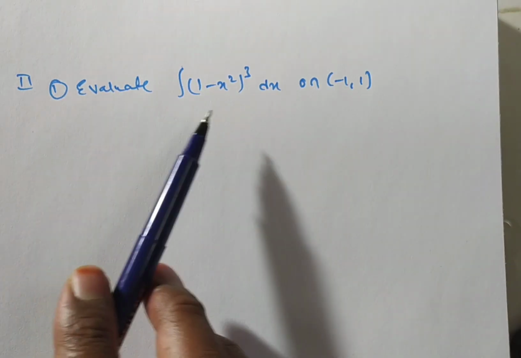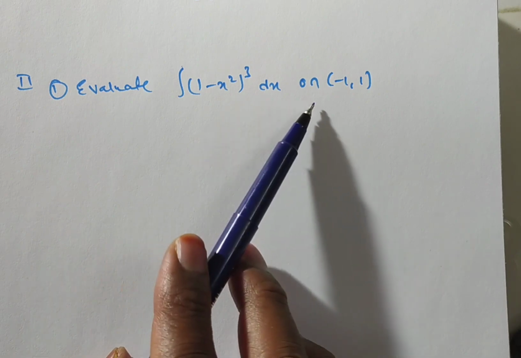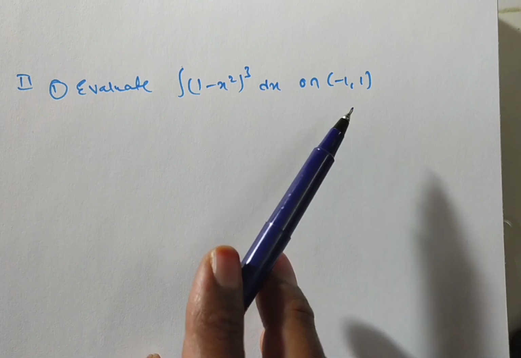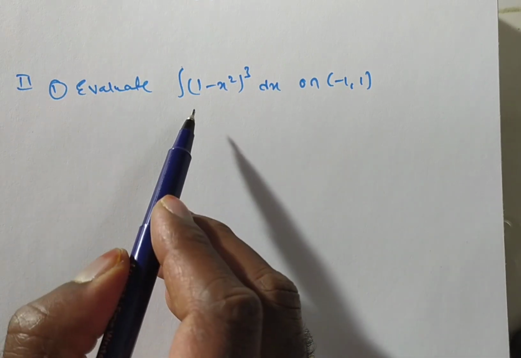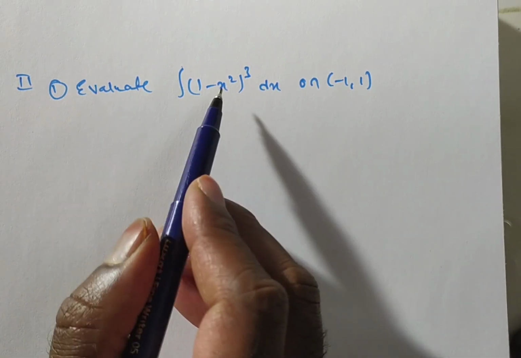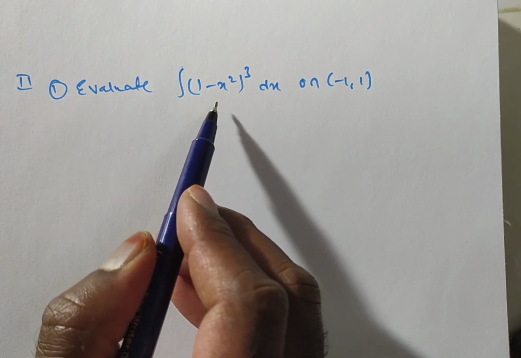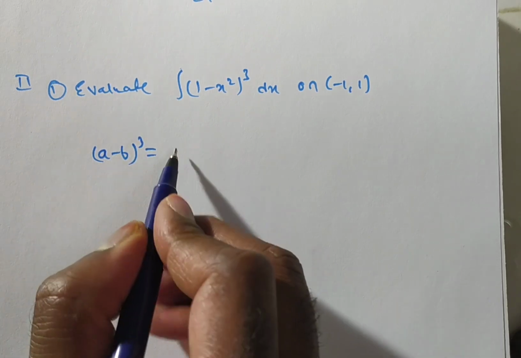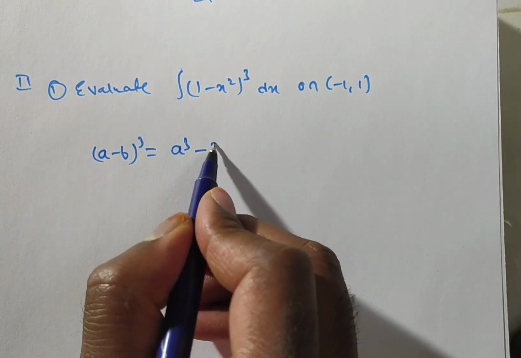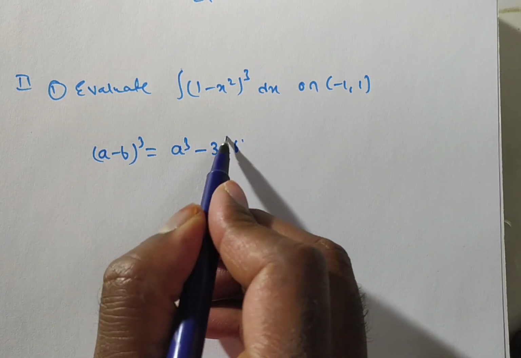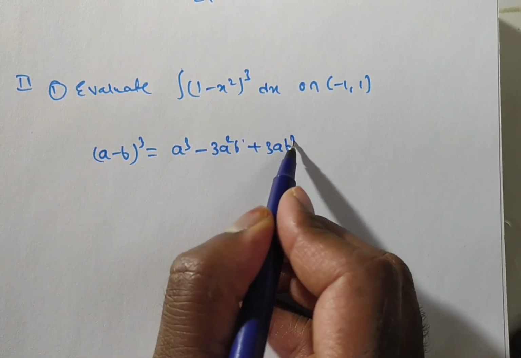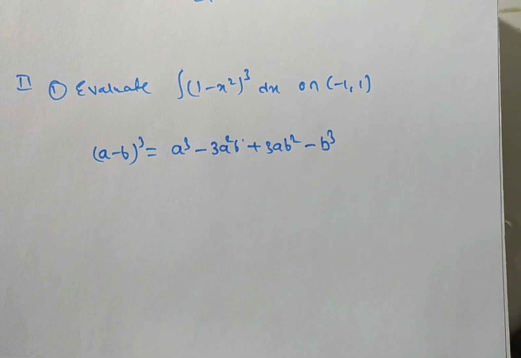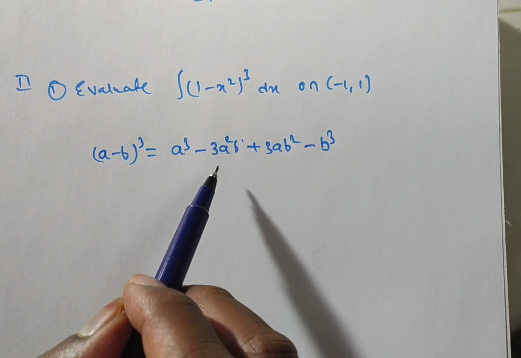Evaluate the integral of (1 minus x square) whole cube, for x belonging to the open interval minus 1 comma 1. Now you see they have not given directly x to the power of n, so we have to convert it into that form. This is in the form of (a minus b) whole cube. (a minus b) whole cube is equal to a cube minus 3a square b plus 3ab square minus b cube. Now here what is a? 1. What is b? x square.